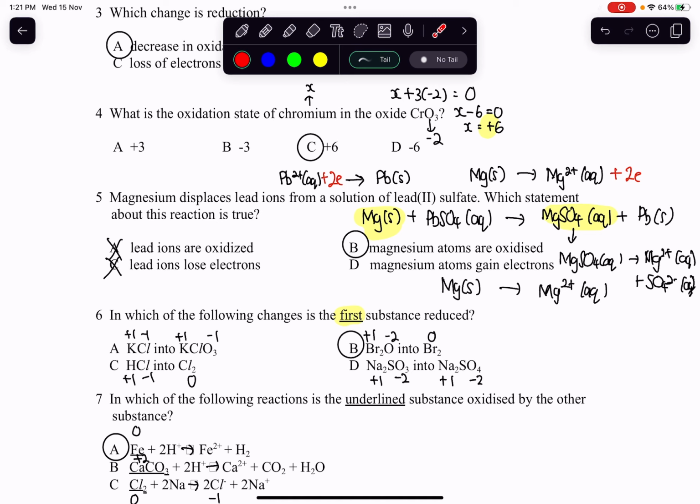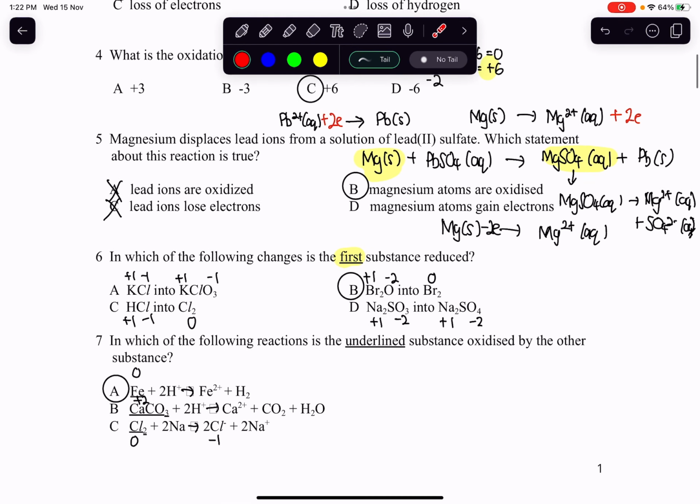So what must happen to the magnesium atom such that it can become a magnesium 2+ ion? It needs to lose 2 electrons. So remember, lose 2, so minus 2. In chemistry we do not want to write negative, so we bring this negative over and it becomes plus, like here. Because it loses 2 electrons, it is oxidized. It's not gaining, it's losing. Therefore the answer is B. I'll just erase this.